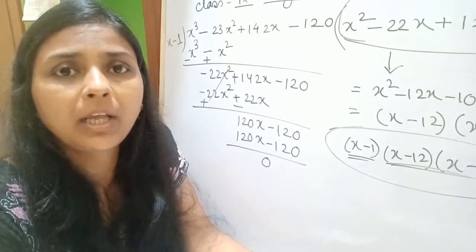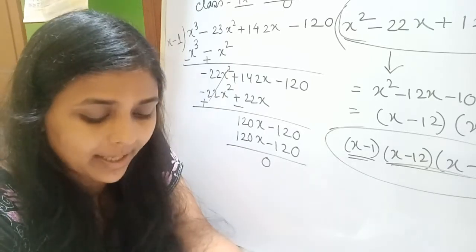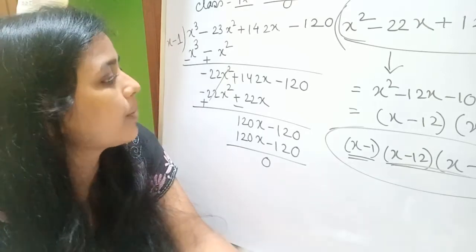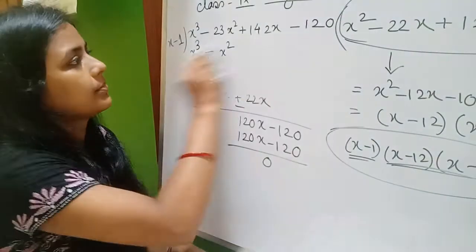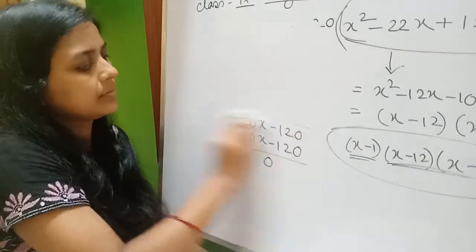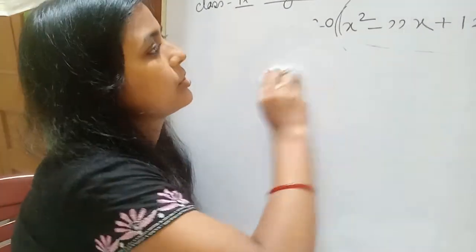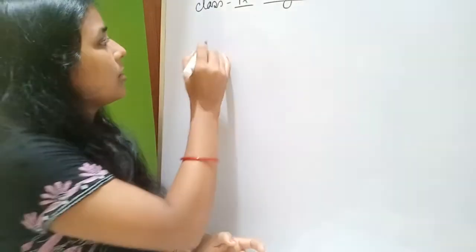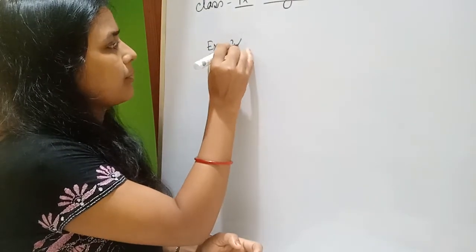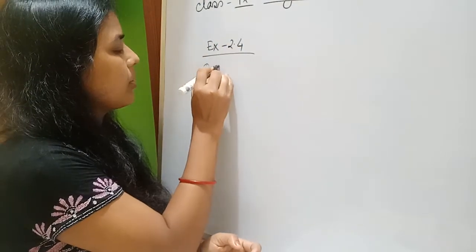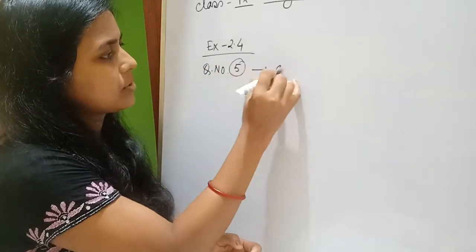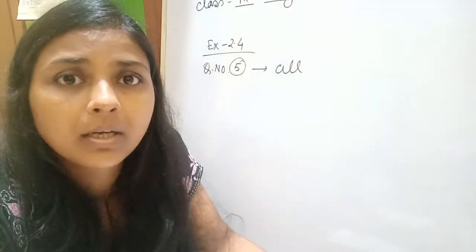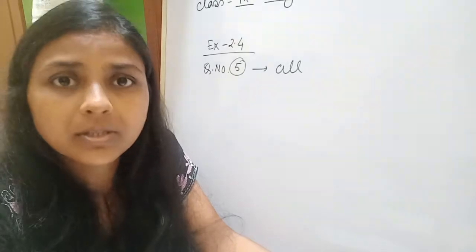Okay, now depending on this part, you can do exercise 2.4 question number 5 all questions. So with the help of the process that I just discussed, you can do exercise 2.4 question number 5, all parts. Okay, so this is the first part of our session today.